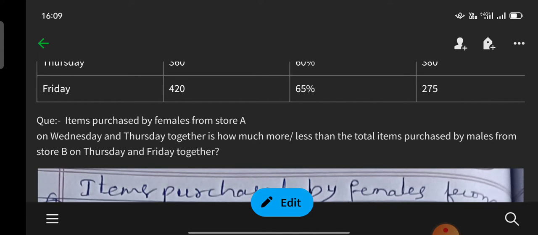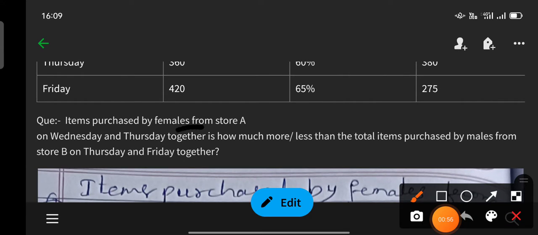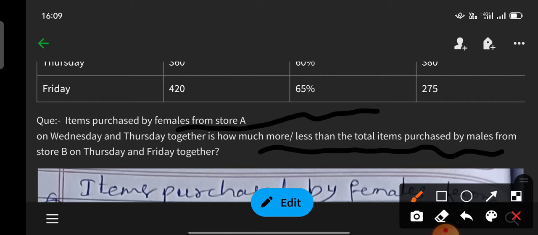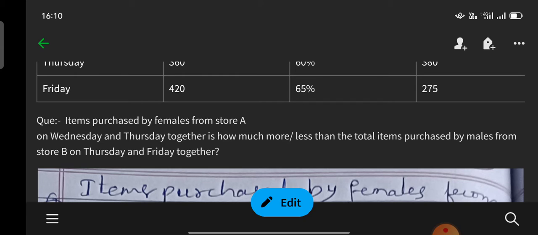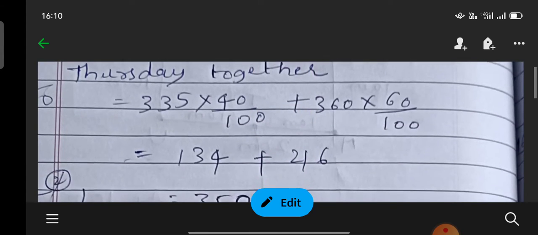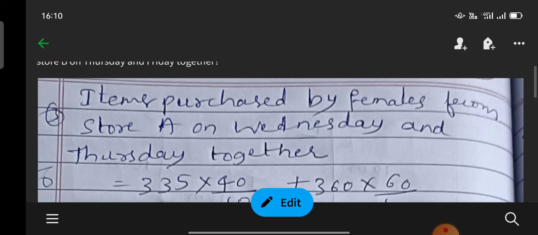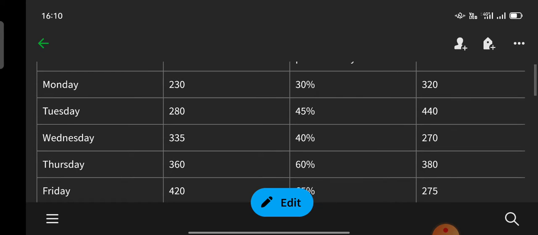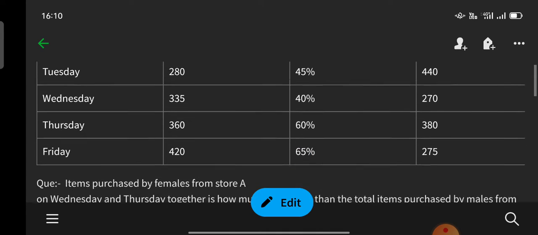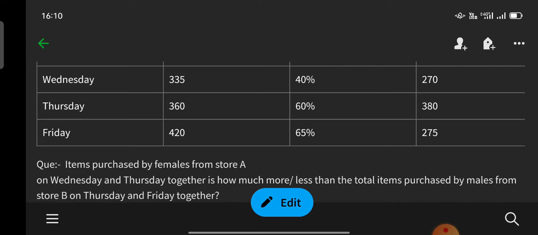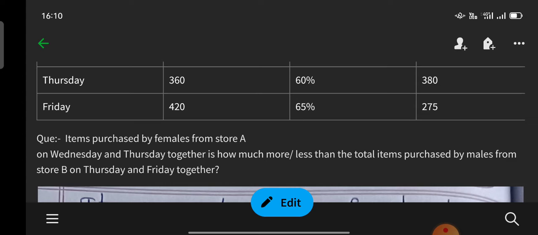So the question is: items purchased by females from store A on Wednesday and Thursday together is how much more or less than the total items purchased by males from store B on Thursday and Friday together. Here they have asked about females, and the females percentage is directly given. If they are asking about females, just see which store they are asking about and you can easily calculate. The percentage is directly given.